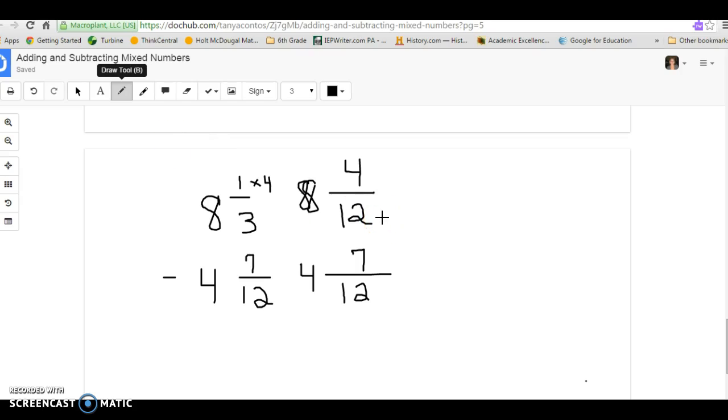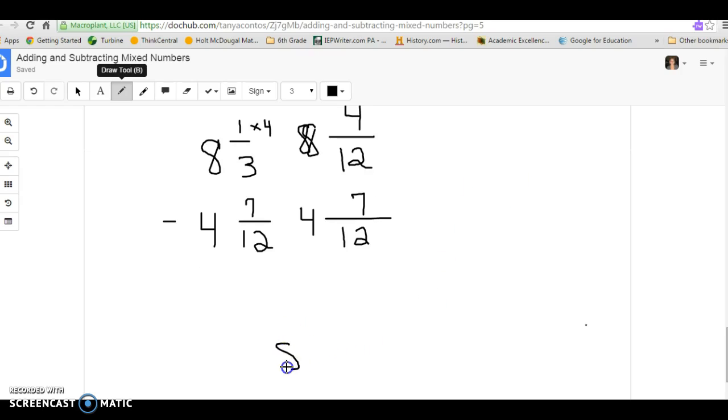So what do we do? We need to rename our whole number 8, which is what today's lesson is going to be about. We have our 8 and 4/12. How do we increase our fraction part by borrowing from our whole number 8? It's really simple. We're going to take one whole away from our 8 and make that a 7.